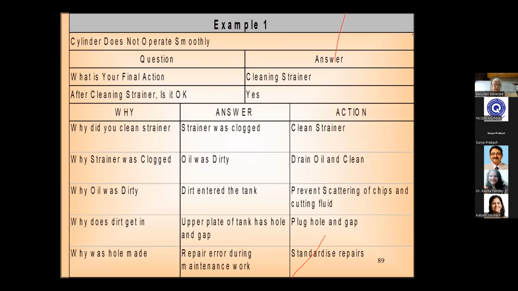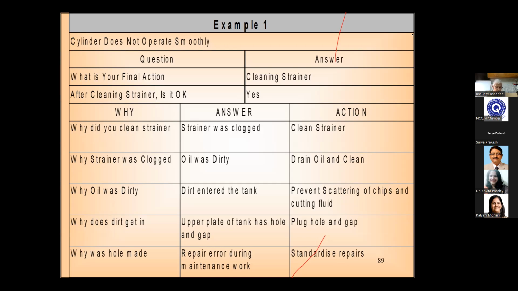Okay, clear? Now, a lot of examples you can see. The cylinder does not operate smoothly. This is taken from the Japanese working in Hindustan Lever. The question is, what is your final action? Cleaning the strainer. After cleaning the strainer, is it okay? Yes, that means Kaizen gets closed. Now, why verify why analysis starts. Why did you clean the strainer? Strainer was clogged. What did you do? Cleaned strainer. Why was the strainer getting clogged? Oil was dirty. Dirty oil was cleaned was the action.